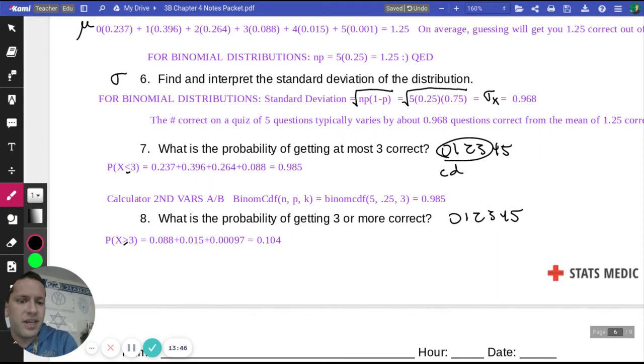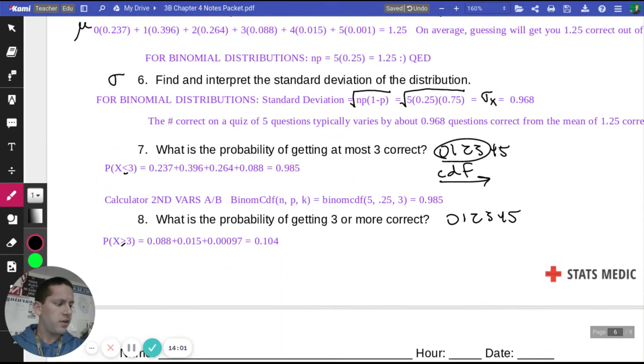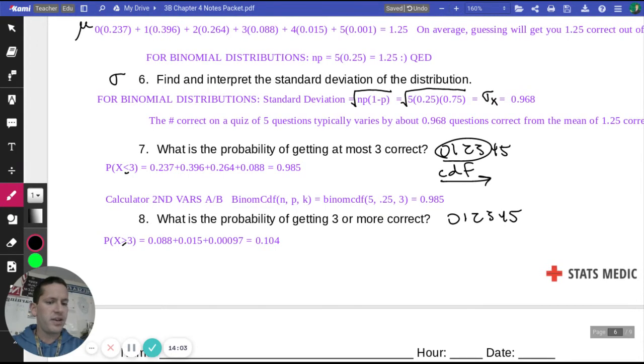And when we use CDF, we're able to start at 0 and head up to 3. So I would like to use the calculator and binomial CDF again for number 8 to get this. If I don't have this table already filled out, I can quickly solve. I notice that we're looking for 3, 4, and 5, but what CDF does is it starts at 0 and it can go up. So I can use CDF to figure out what 0, 1, and 2 is, and then do 1 minus that CDF of 0, 1, 2.